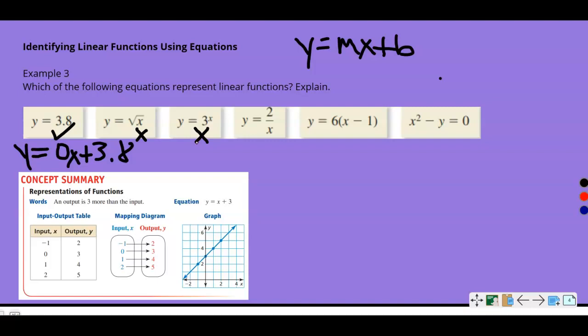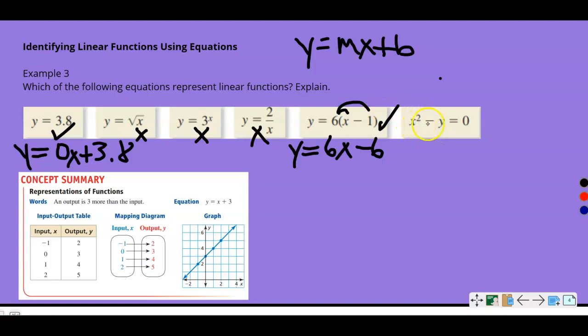Y equals 2 over x. If I multiply both sides by x, there's no way to rewrite that one as y equals mx plus b. All right, this one we could distribute. So 6 times x and 6 times negative 1 would be 6x minus 6. So 6 would be my m and negative 6 would be my b. So this one is linear, so we could write it in that form.